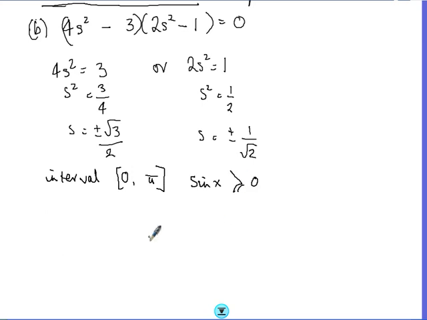So we're not interested in the negative values for this particular interval. So our solutions are, and we know by heart, that the inverse sine of root 3 over 2 will be pi over 3, or in the second quadrant 2 pi over 3, and the inverse sine of 1 over root 2 in the first quadrant is pi over 4, and in the second quadrant is 3 pi over 4.